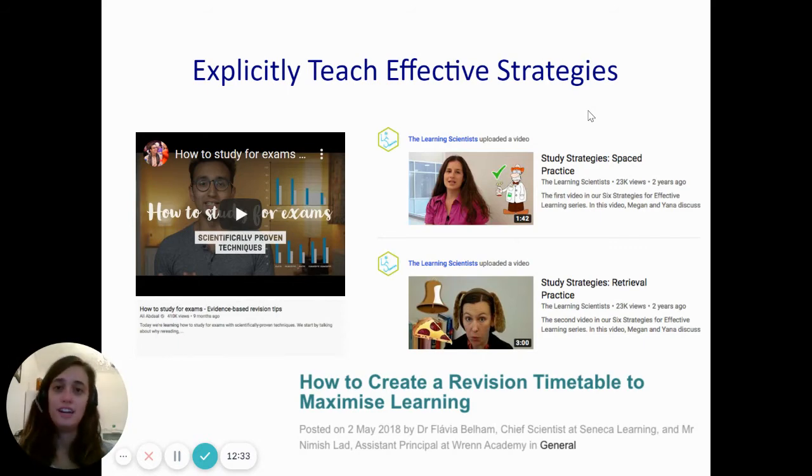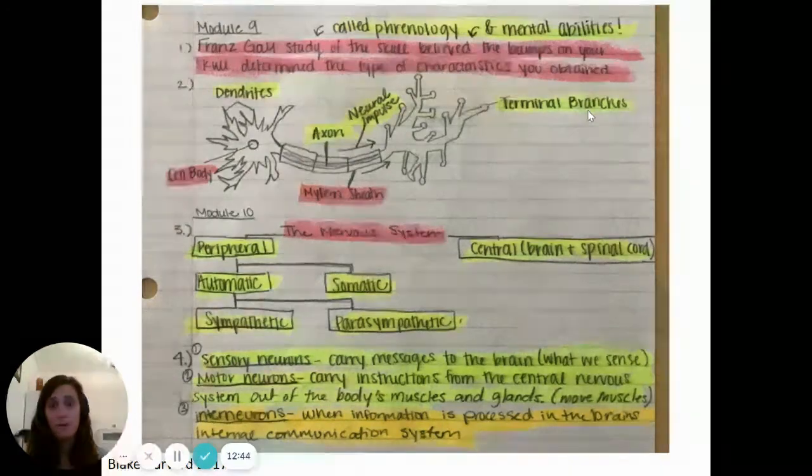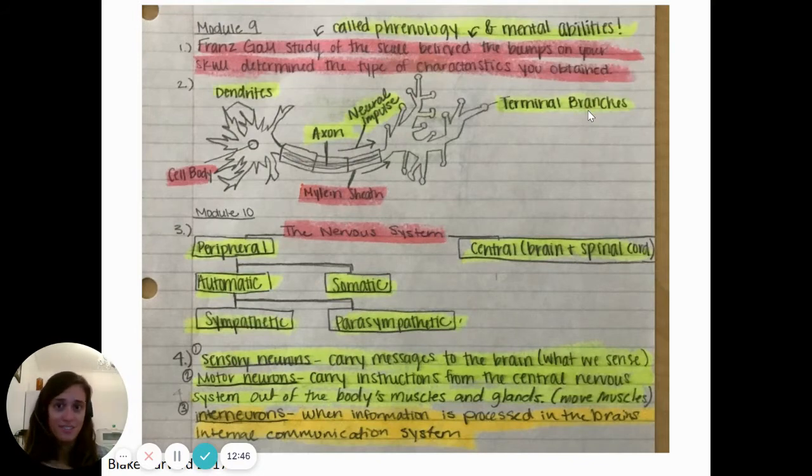And then if you share those with your students and you actually teach them how to study, you're going to be doing them a great favor. And then the second thing that we can do is to make our classroom effective. So make our classroom evidence-based.